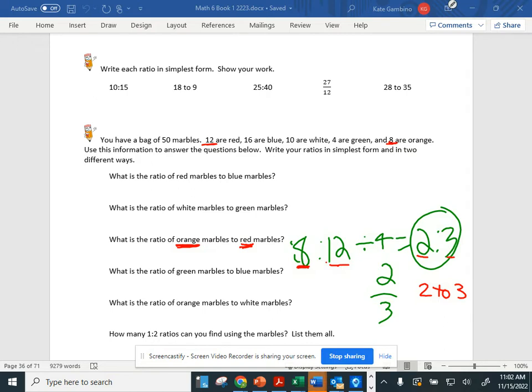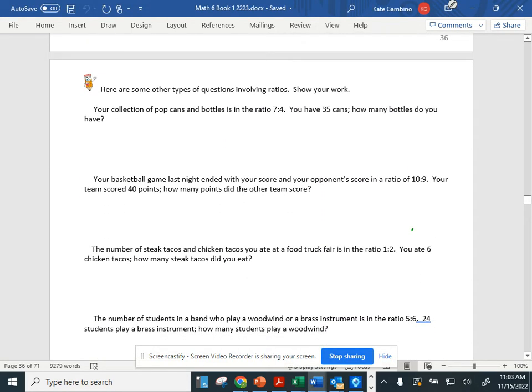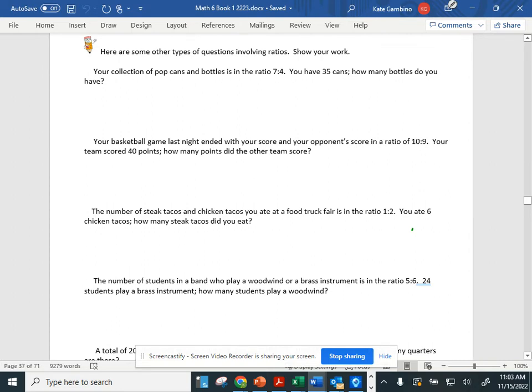Let's look at our second page, because we have a second page here. Here are some other types of questions involving ratios. Your collection of pop cans and bottles is in a ratio of 7 to 4. You have 35 cans. How many bottles do you have?